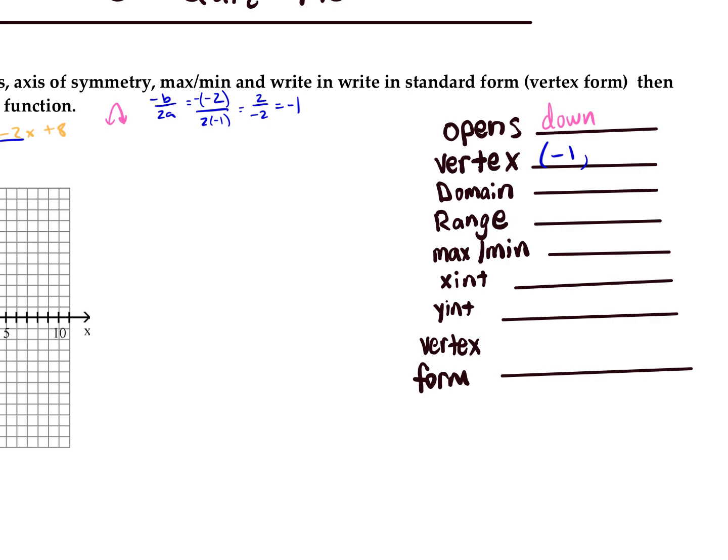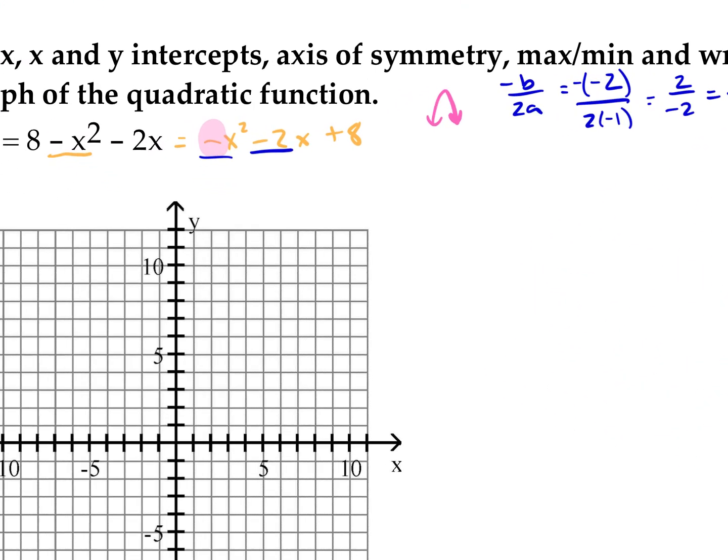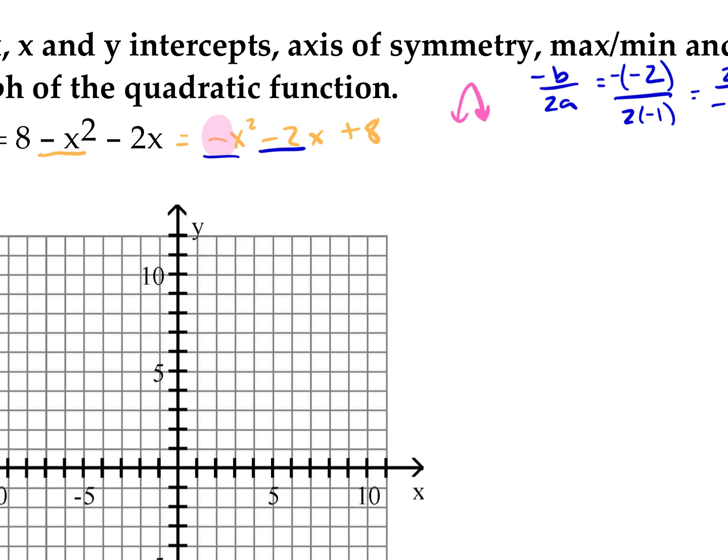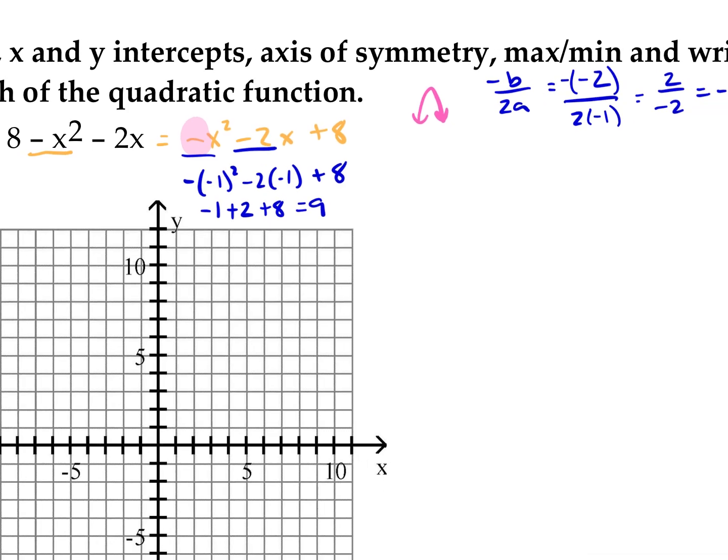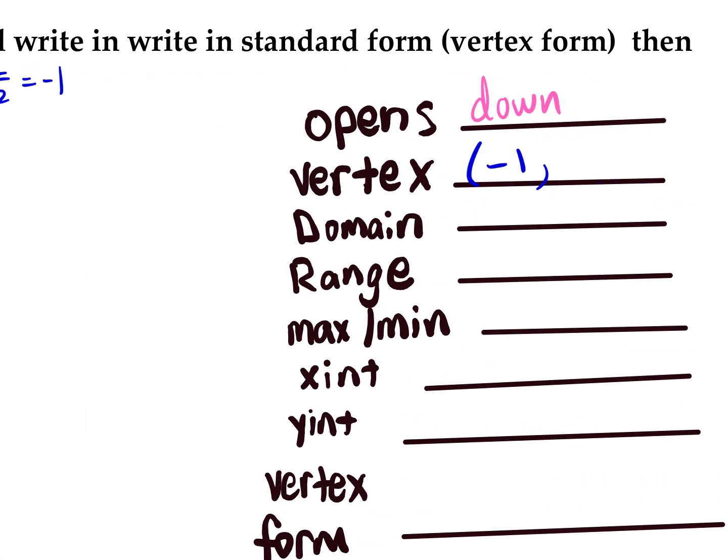Now to find the second number, the y part of our vertex, we take that negative 1 and plug it into the x's. So I have negative 1 squared minus 2 times negative 1 plus 8. So this negative 1 squared turns positive 1, but we do have a negative on the outside, so it's back to negative 1 plus 2 plus 8. So this would equal 9. So the y in my vertex is 9.